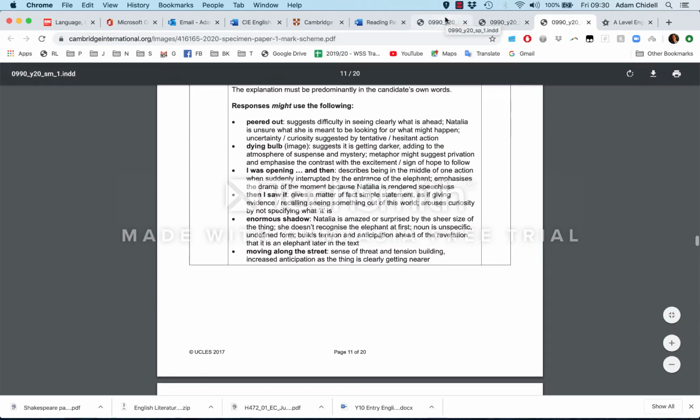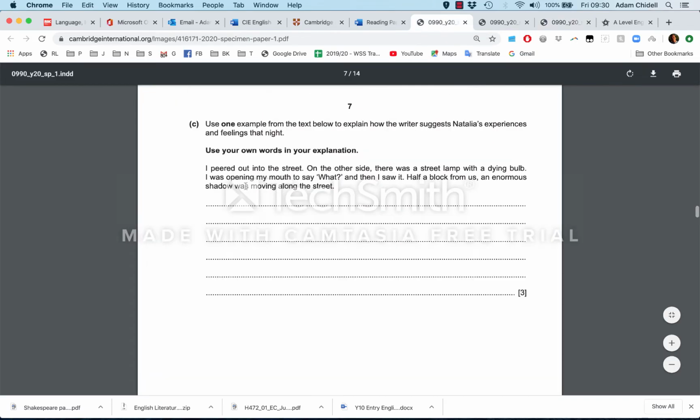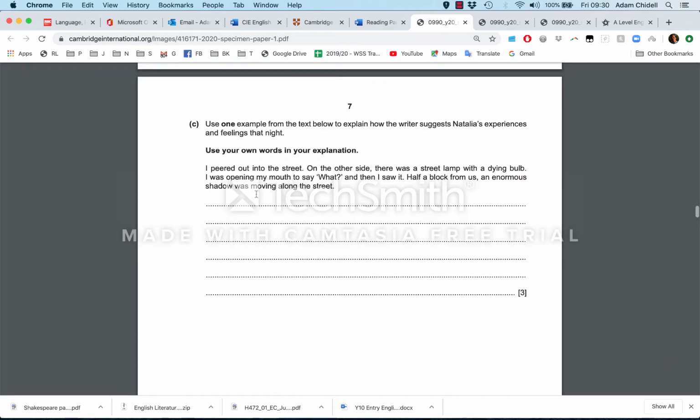Now, in terms of how you actually answer it, my suggestion would be to follow this format. You take the word or phrase that you want to explore. Remember, you only need one example. Write it out, colon, and then give your explanation, okay? And try to go into quite a bit of specific detail, because that will help you pick up the 3 marks, hopefully.